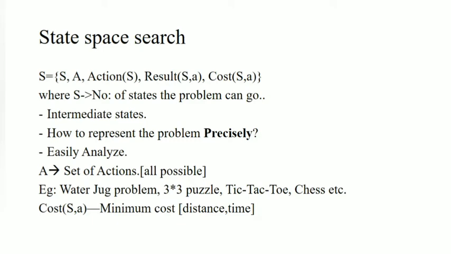S is the number of states the problem can go, and S can be your start state, your goal state, and also the intermediate states. So whatever be the problem in AI, the main factor that we have to encounter is how to represent the problem precisely. If we don't know the problem, your friend gives you an explanation about how to play that game, right? He is describing it. Accordingly, you learn by practice. That is the problem.